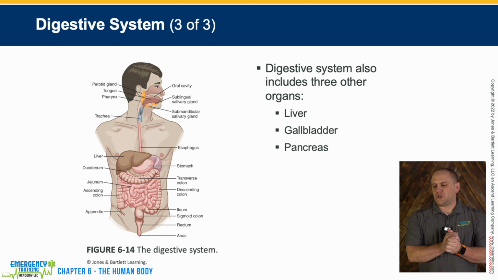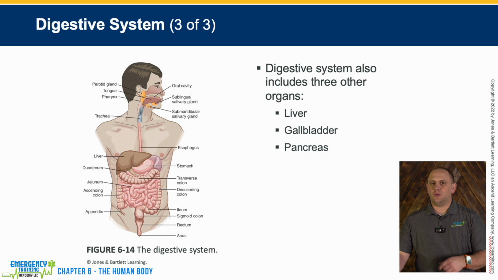The little diagram showing you some of the parts of the digestive system. There are also other organs, so we talked about the stomach and the intestines, but some other organs that are part of the digestive system include our liver, our gallbladder, and our pancreas. The liver produces bile that helps to digest and break down fat, and the pancreas is specifically responsible for the production of insulin to help us regulate our glucose. And that one's going to become important as we talk more about some of our medical emergencies. A lot of what we deal with is going to be related to insulin and glucose production.